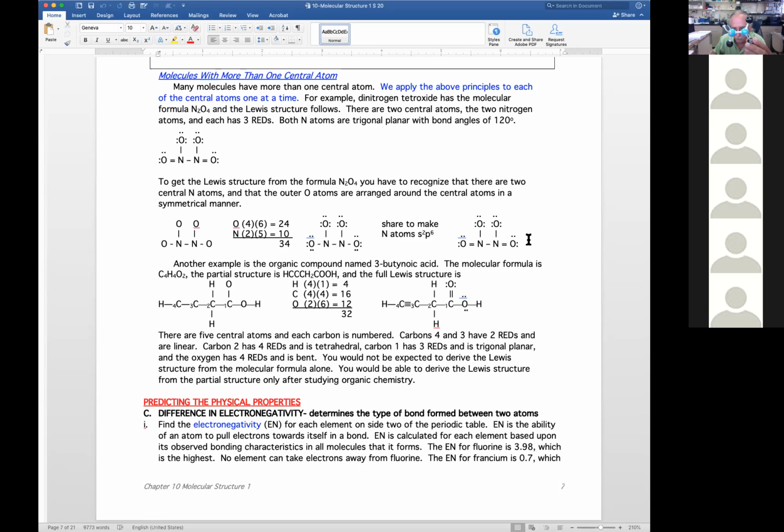But the point we want to make right here, if I look at this central nitrogen right here, I have 1, 2, 3 regions of electron density. All of them have atoms on it, so the shape should be planar and trigonal. You see that? That's the shape right there. Bond angle is 120 degrees. Same thing over here. No matter what I do, it's still going to be planar trigonal.